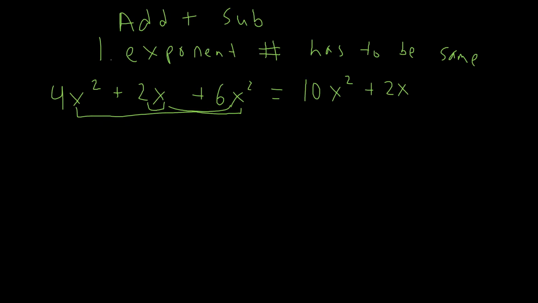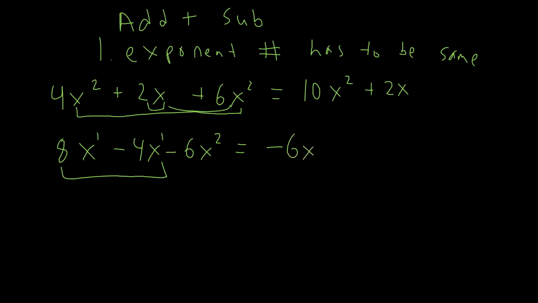If I was going to do subtraction, the idea is the same. So if it's 8x minus 4x minus 6x squared, what ends up happening is that these two will combine. Since they have the same exponent number, they're technically an imaginary 1 right here. So the final answer would be minus 6x squared. 8x minus 4x is going to be plus 4x.